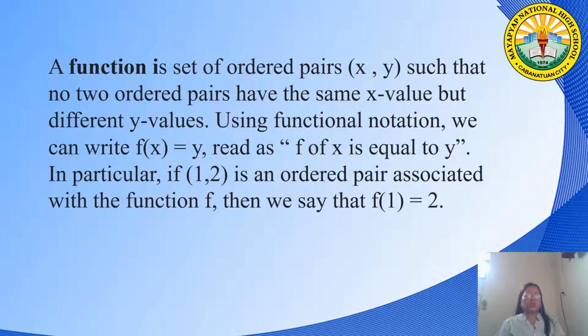A function is a set of ordered pairs (x, y) such that no two ordered pairs have the same x value but different y values. Using functional notation, we can write f(x) = y, read as f of x is equal to y. In particular, if (1, 2) is an ordered pair associated with the function f, then we say that f(1) = 2.